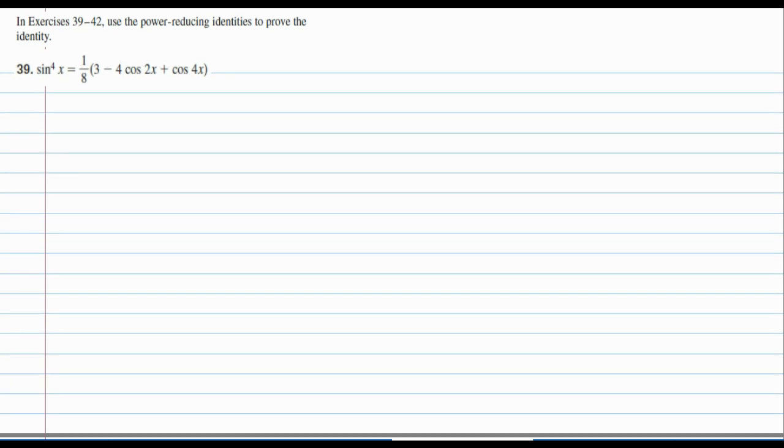The now try problem for example 3 is number 39 in the exercises. Very similar situation. I have a sine to the fourth on the left and something that looks very much like the end result of the last problem we did. Well, I'm going to start out the same way. Sine to the fourth of x is sine squared of x times sine squared of x. I have a power reducing formula that tells me the sine squared of x reduces to 1 minus cosine of 2x all over 2. Now I've got 2 of those.